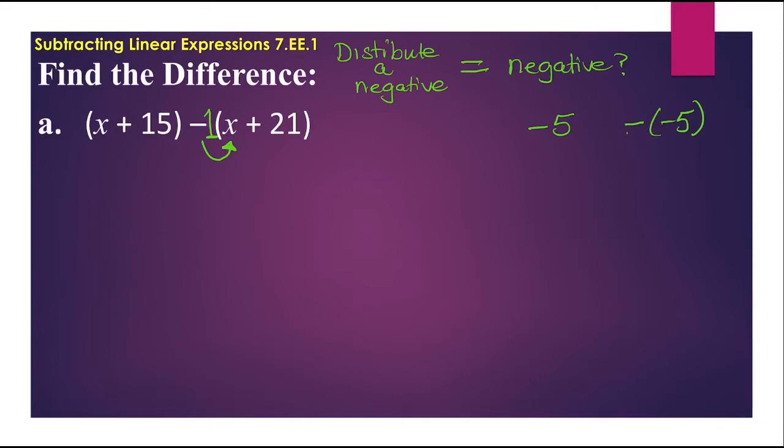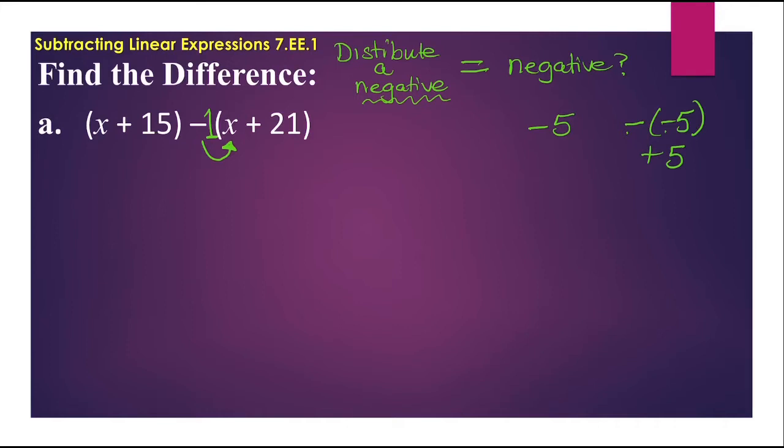So minus negative 5, adding the opposite of negative 5, makes positive 5. You don't have to write plus 5 if it's positive, but it's important to note that it made a positive. So distributing a negative doesn't necessarily make things negative. It makes things the opposite of what they once were. If they were positive, now they're negative. If they were negative, now they're positive. So that's a better way to think of that.